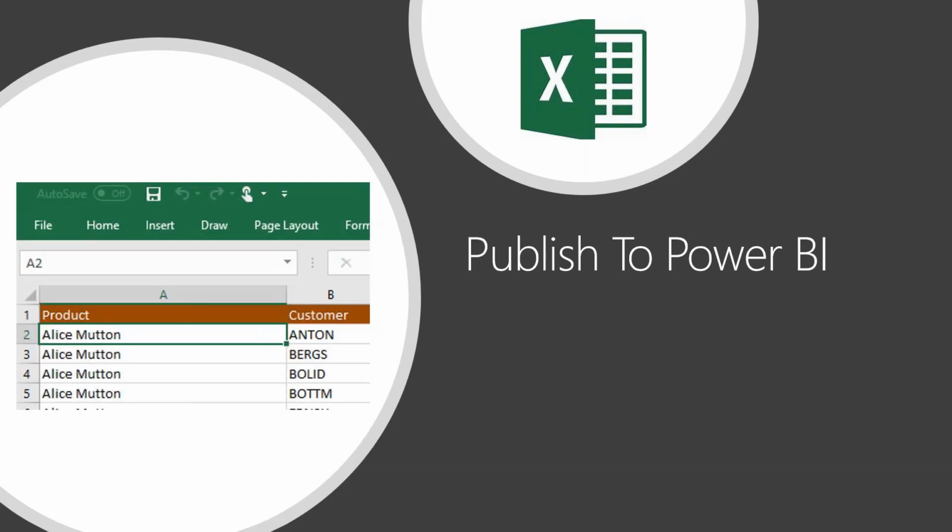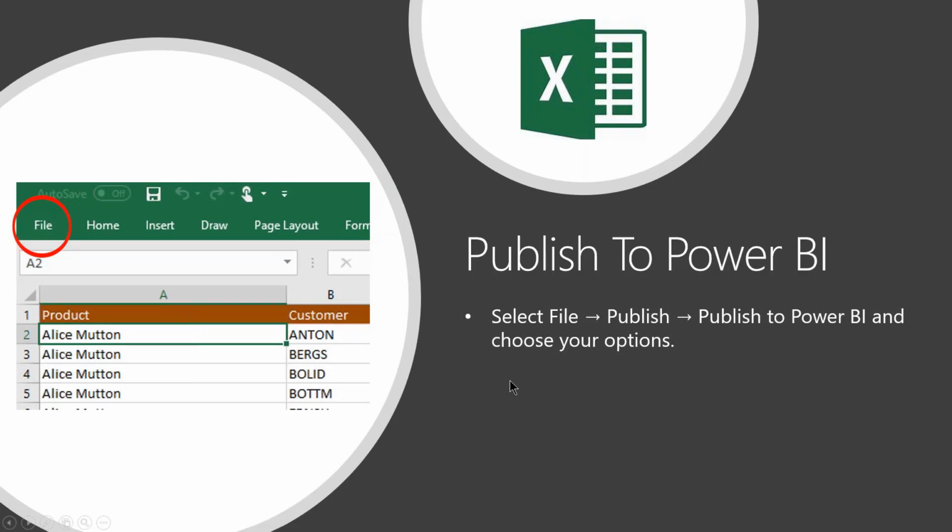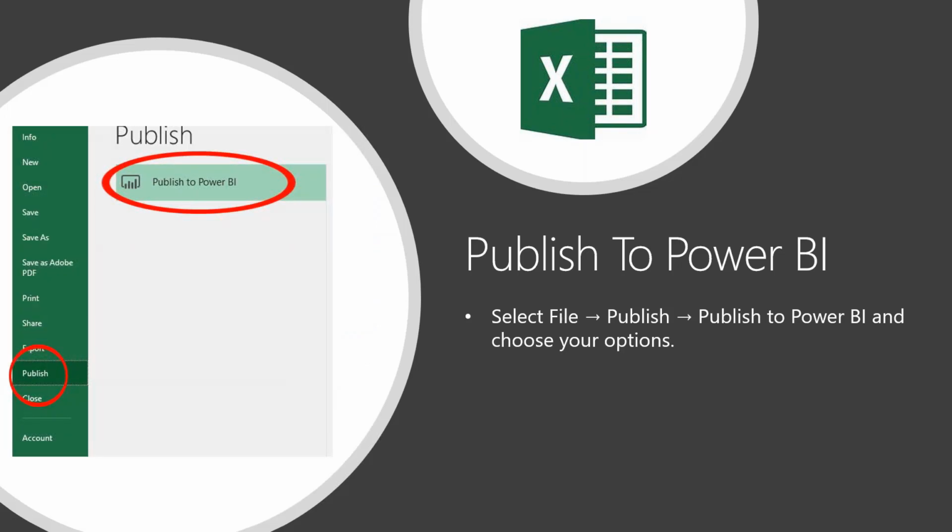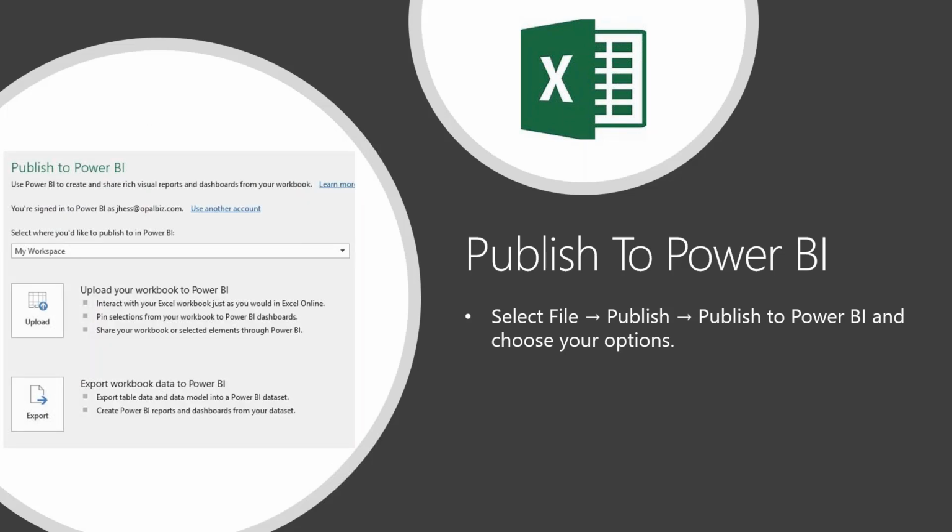To do that, you select your file, and go to the File tab in your ribbon, and then it'll take you into a new window or a new menu structure where you can go ahead and select Publish, Publish to Power BI. Go ahead and choose your options, and it's that easy to publish it up to Power BI. So you can do a drop down and publish to my workspace or different Power BI instances you have.